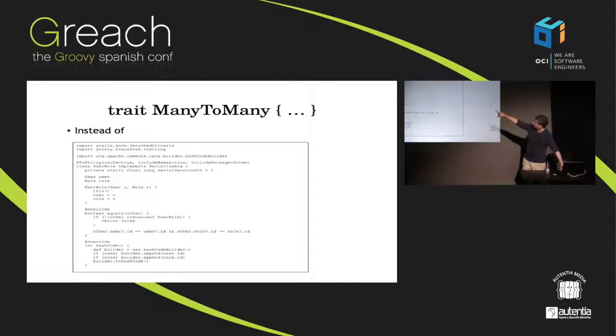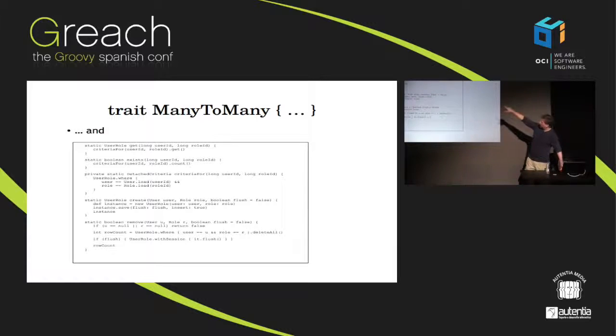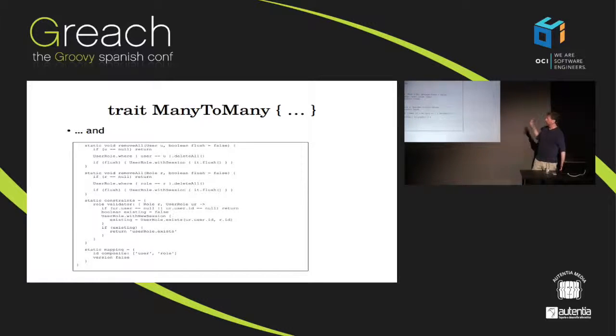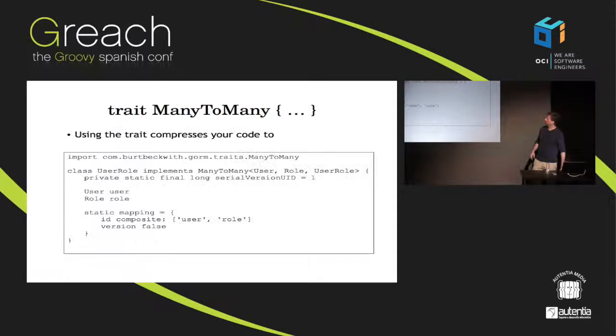So you've got the properties, a constructor, equals and hash code. It's got to be serializable. You've got to have a method for getting in one instance, checking if an instance exists, creating a new instance, removing one, removing all roles for a given user, removing all users for a given role, all that junk. Now that's this. And I don't have to use that tiny little font that makes the code unreadable.